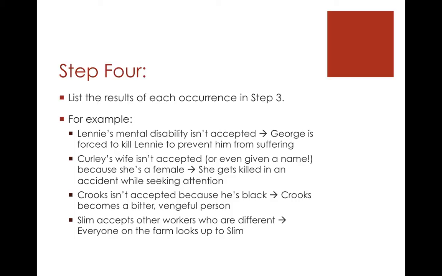Curly's wife isn't accepted because she's a female. Steinbeck doesn't even give her a name throughout the novel. In the end, she gets killed in an accident while seeking attention. Crooks isn't accepted because he's black, so as a result, he becomes a bitter, vengeful person. On the flip side, Slim accepts other workers who are different, so everyone on the farm looks up to Slim. We should be noticing a pattern here.